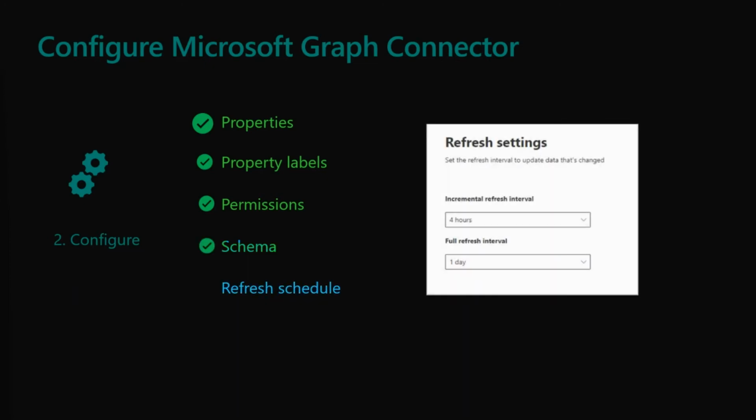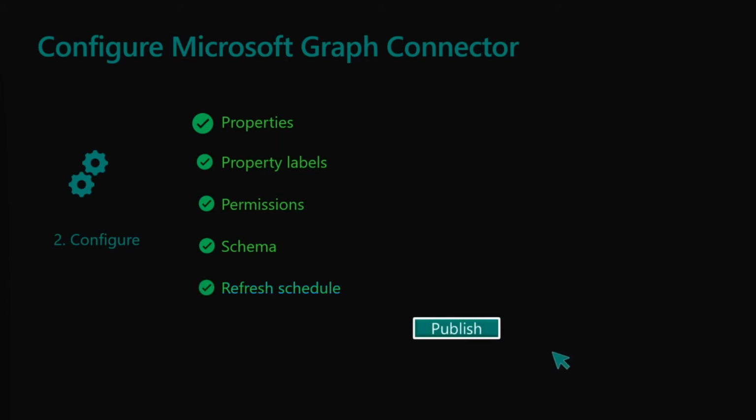Finally, refresh settings control how often changes in the data source will be updated in Microsoft Graph Index. The incremental refresh schedule picks up the updates and deletes of data from the previous crawl. The full refresh schedule runs periodic crawls to build a fresh index. At the end of configuration steps, you can review and hit publish.